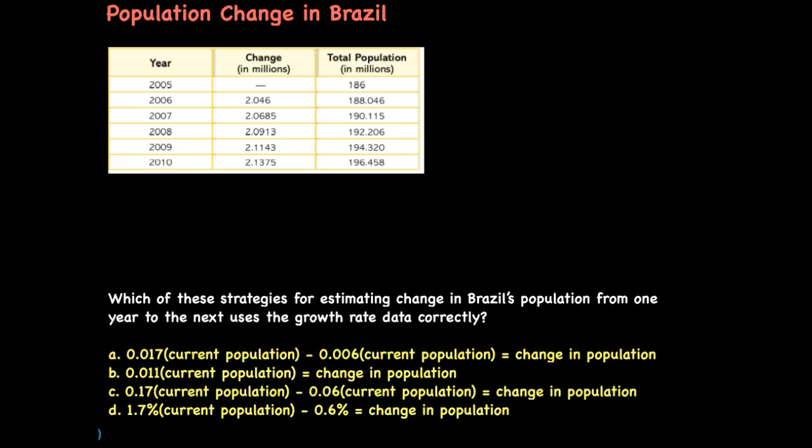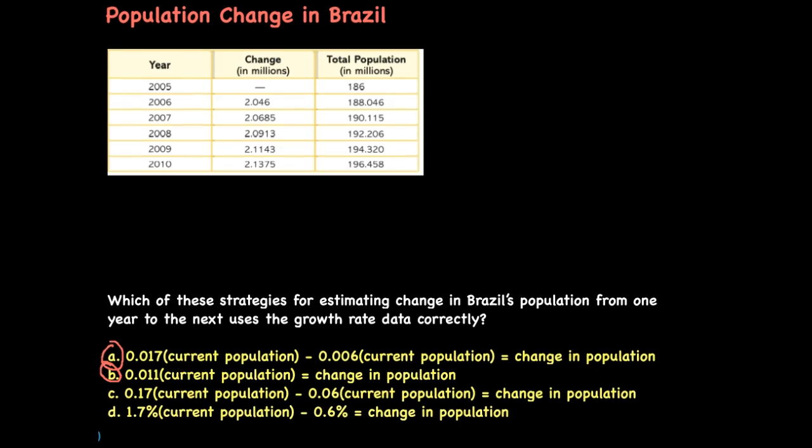Well, hopefully you said that A was viable. We calculated it this way. We took 0.017 times our current population and we subtracted 0.006 of our current population to get our change. But we also did it this way too, as in B. We took the difference between these two and just multiplied that by the current population.